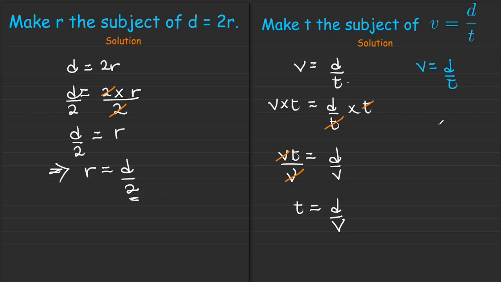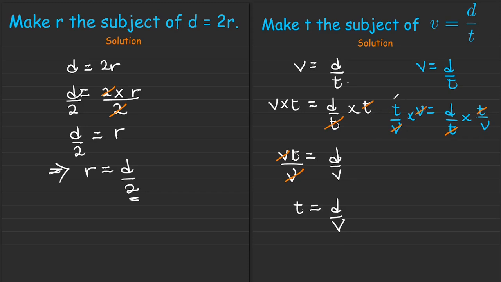So if you have v equals d over t, all you are going to do is multiply both sides by t over v. So I'm going to multiply this side also by t over v. And by so doing, if we want to cancel out, this t cancels out this t, and this v also cancels out this v.